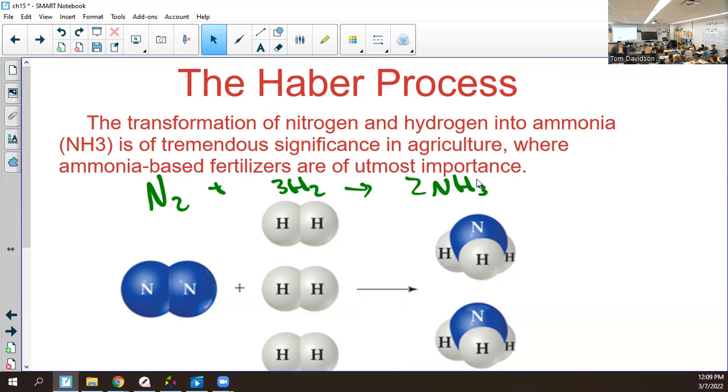If I am a producer of ammonia, tell your partner how I can constantly make product. There's a couple ways to always get this to shift towards the product side.